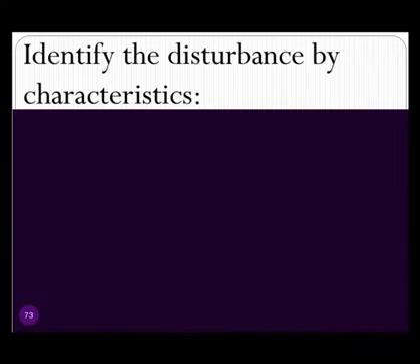Okay, let's try to identify these disturbances based on just some general characteristics. Our first one has a twinning of the crown, which only has one root. I'll add that in. So twinning of the crown with only one root. And we know that that can only be gemination.